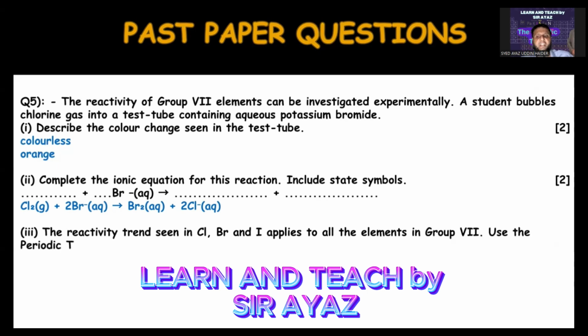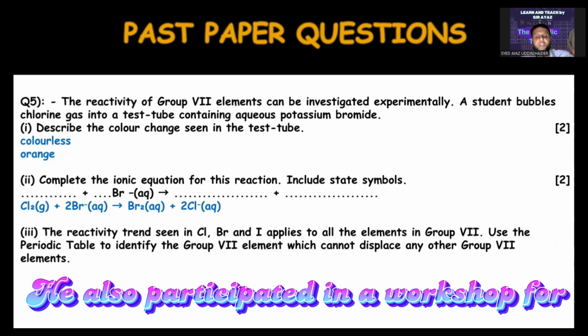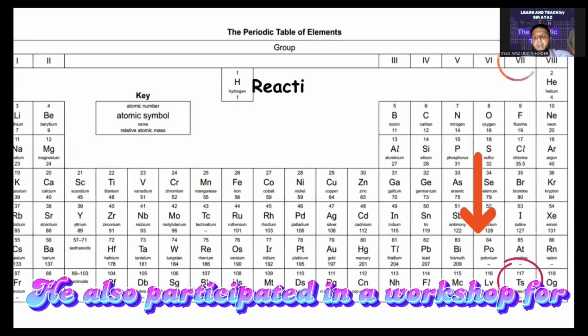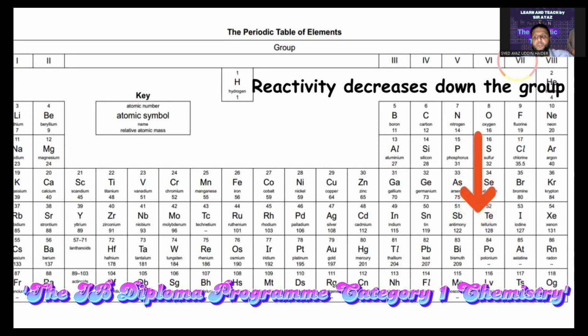Number 3, the reactivity trend seen in Cl, Br, and I applies to all the elements in group 7. Use the periodic table to identify the group 7 element which cannot displace any other group 7 elements. So group 7 elements, we have fluorine, chlorine, bromine, iodine, astatine, and tennessine. This is the last element in this group. You can see here, its symbol is Ts, and the reactivity decreases down the group. So Ts or tennessine is the right answer for this question.